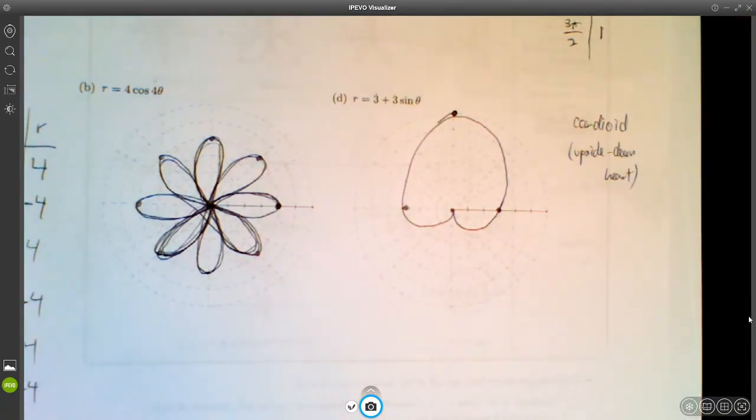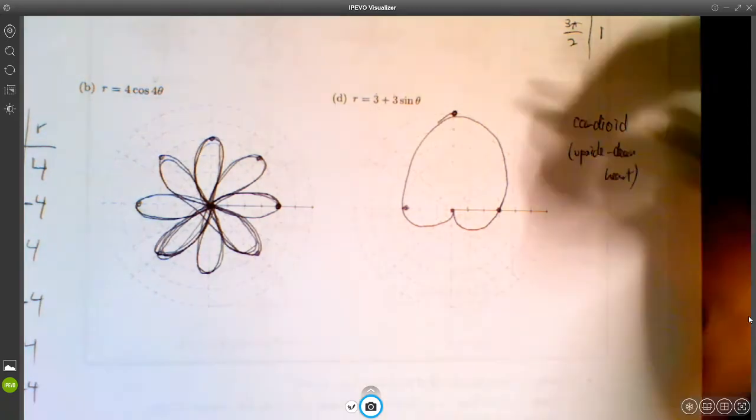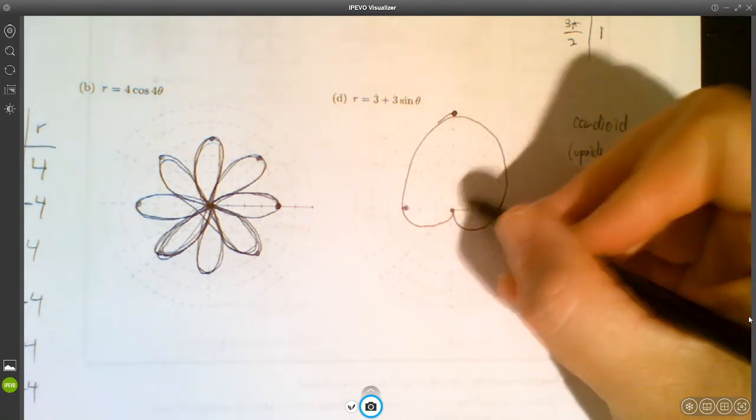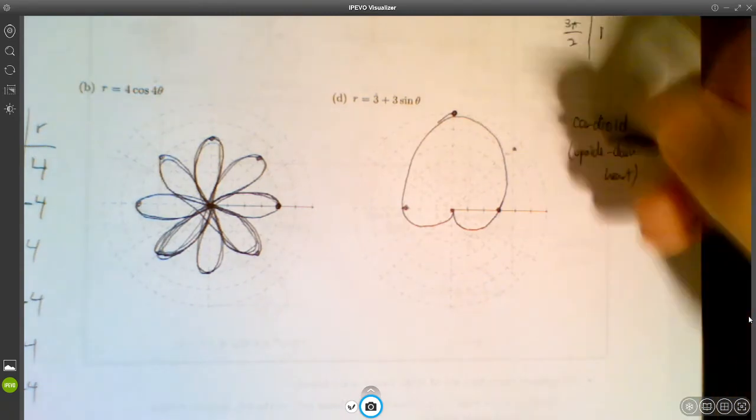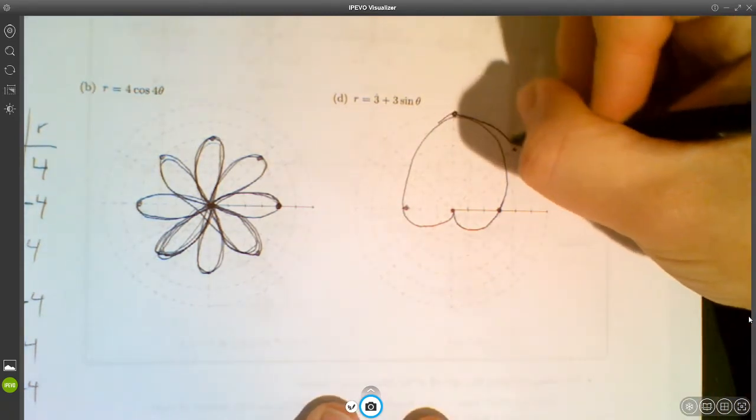So I get 3 plus 3 root 2 over 2, which is about 5.1. So at pi over 4, I'm at 5.1. 1, 2, 3, 4, 5.1. So I needed to make it a little fatter. It's kind of a fat heart.